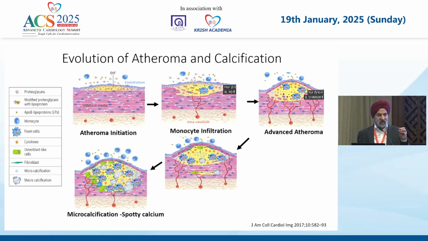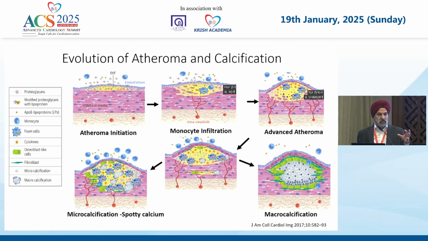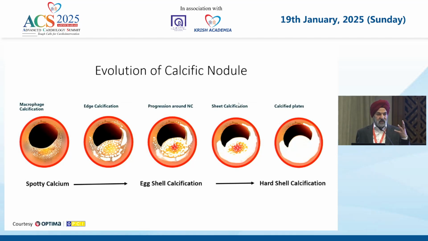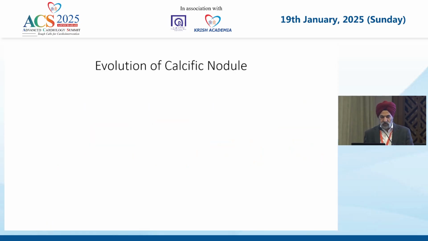What happens is that there are some vesicles left behind which have not been taken up by these macrophages, where hydroxyapatite gets deposited, and that leads to microcalcification. As this microcalcification grows, it becomes macrocalcification. So in effect, as you can see in this slide, it all starts with spotty calcium, which becomes an eggshell calcification, and later becomes a hard shell calcific nodule. Now, why am I telling you all this? Because this has implications for what I'm going to tell you in my talk subsequently. This is what we used to read in anatomy. What I'm going to do now is applied anatomy, on the basis of what I have told you.